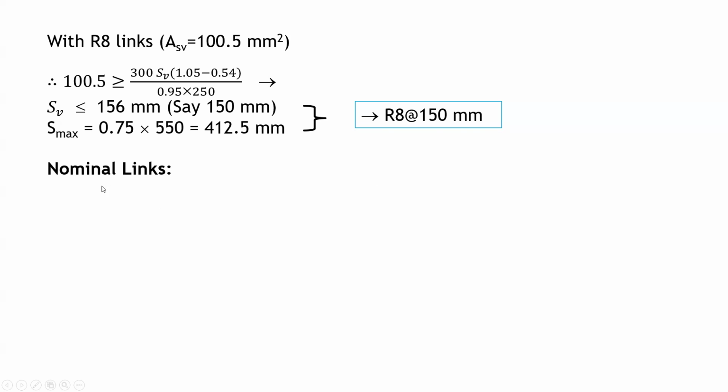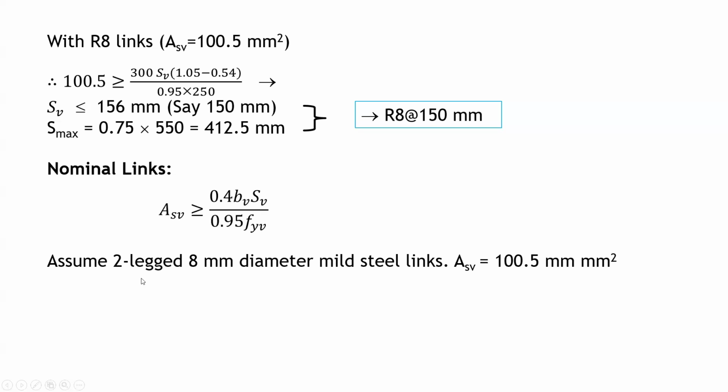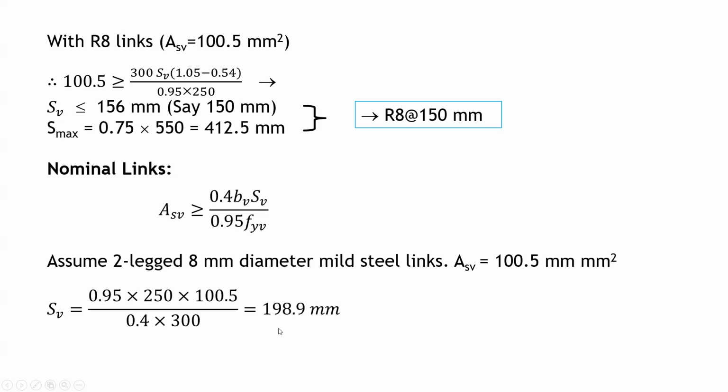So also at the middle part of the beam, we can use nominal links. For the nominal links here, we use the equations that we used in the previous example. So let's use the same, and also we'll use two-legged stirrups of 8 millimeter. Substitute, we can get the spacing is 198.9 millimeter. We round it down to R8 spaced at 190, which is again, the spacing here is less than S max, so it's okay.